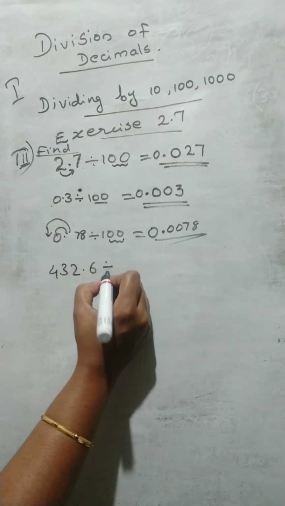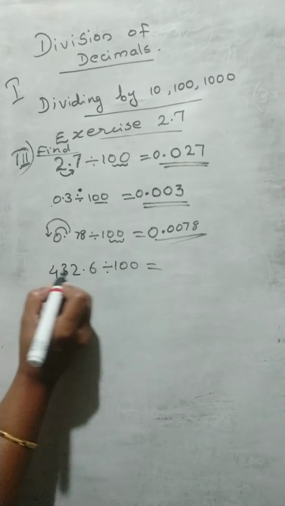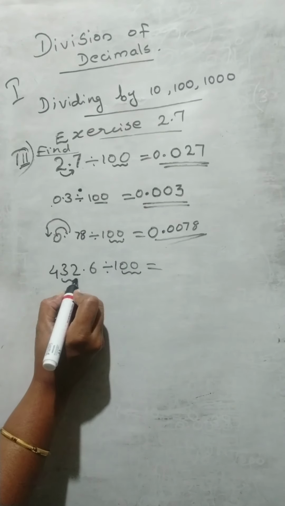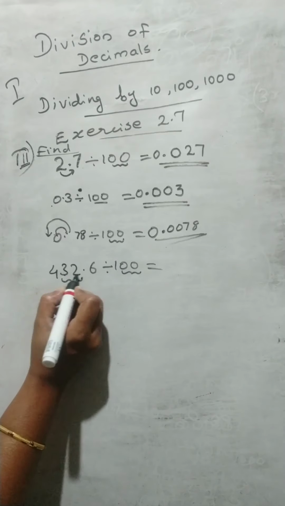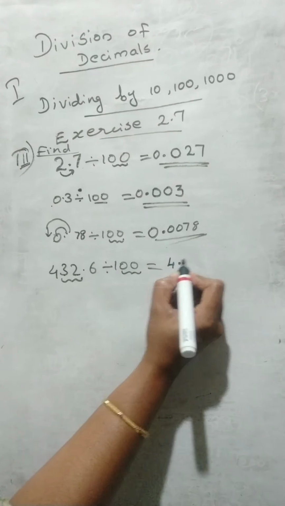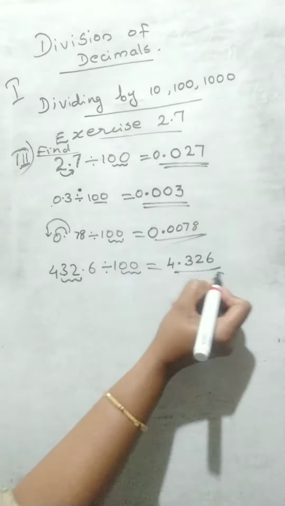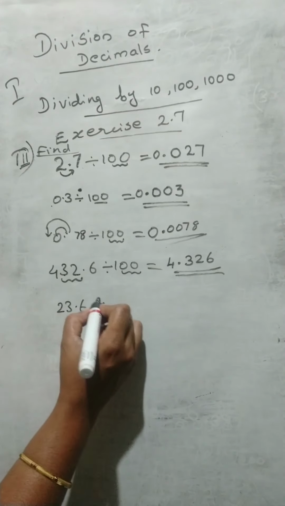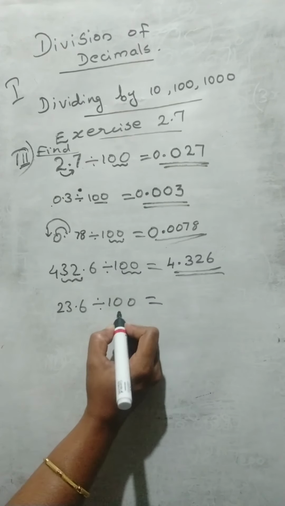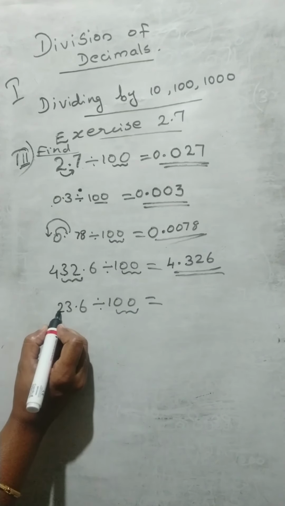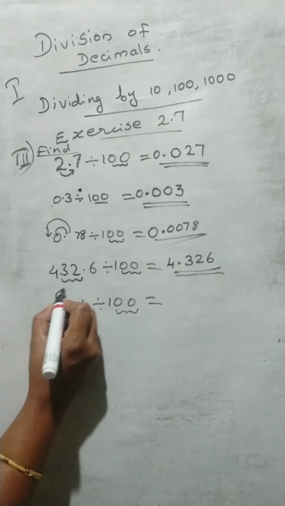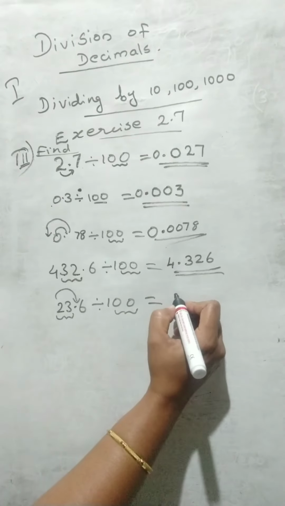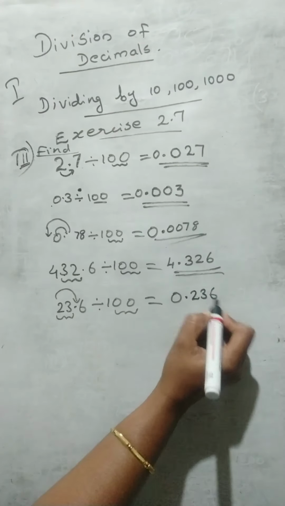Then the next question is 432.6 divided by 100. Here 2 zeros. So ones, tens. So we can take these two digits, 1, 2. 2 digits. So the answer will be 4.326. Then the next number is 23.6 divided by 100. That is equal to 2 zeros. So 1, 2. These 2 digits we have to move after this decimal point. So 0.236 is the answer.